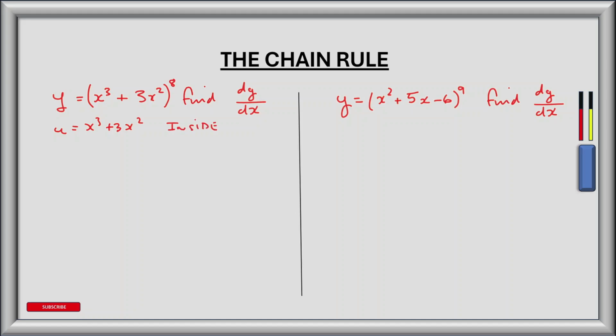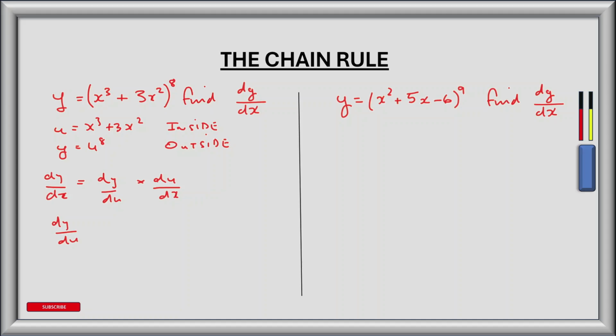And now we need an outside function. So our outside function is y is equal to, now we take our u and we place it to the power of 8. That's our outside function. We now apply the chain rule, which is dy by dx, which is what we want to find, is equal to dy by du multiplied by du by dx. So dy by du is the derivative of y is equal to u to the power of 8.